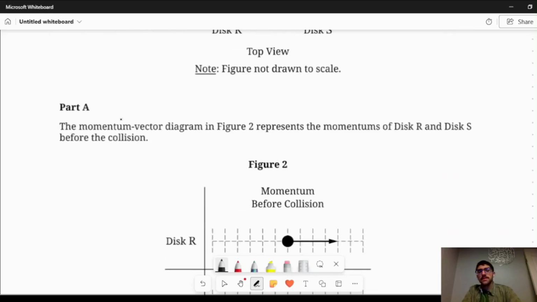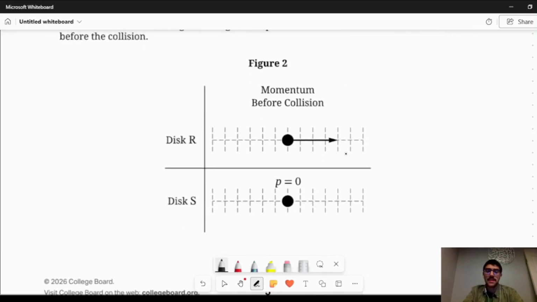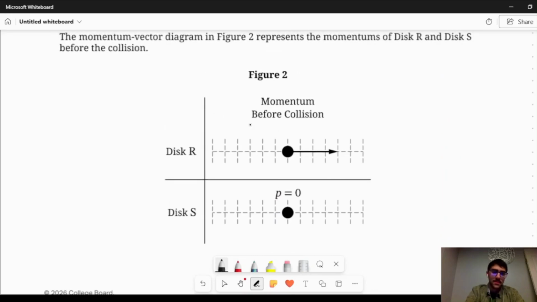Part A tells us that the momentum vector diagram represents the momentum of disk R and disk S. At t equals 0, disk R was moving, so it had a momentum of m0 v0, which is 4 ticks, and disk S is 0. So it's important to note that the total momentum was 4 tick marks.